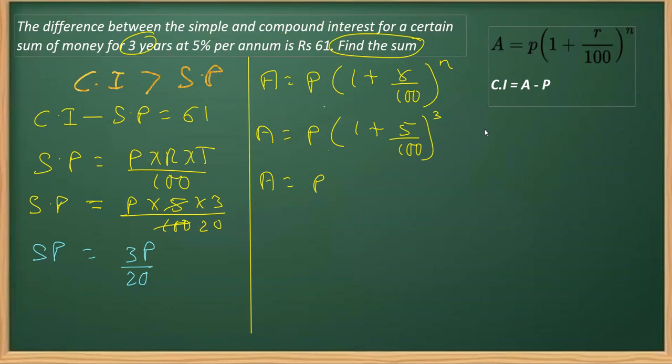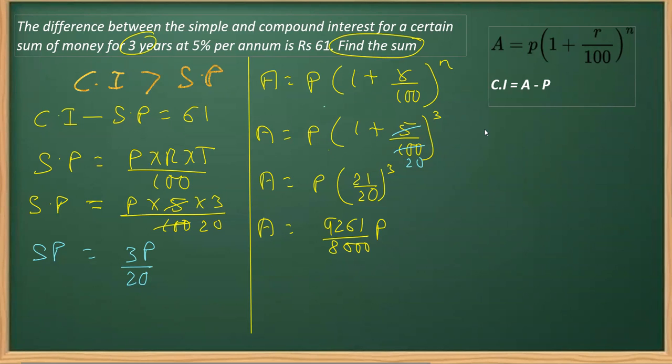So that comes out to be, if I reduce it, 5 1 times, 5 20 times. On taking LCM, we'll get 21 over 20 raised to the power 3. So amount is equal to 21 cube divided by 20 cube. So 21 cube is 9261 and 20 cube is 8000, times P. So we got the amount here.